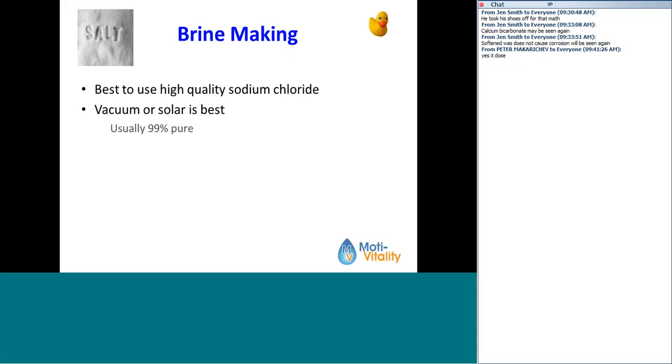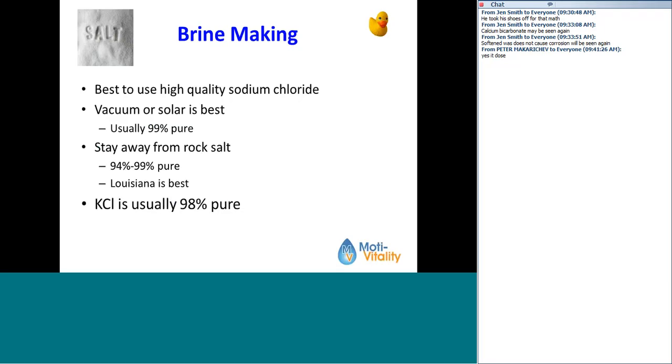Vacuum or solar salt is the best. It's usually about 99% pure. Stay away from rock salt because it tends to have debris and sediment and all kinds of junk in it, and tends to be only about 94% to 99% pure. If you are going to use rock salt, then you need to use Louisiana rock salt. That's the best stuff that's out there. Potassium chloride, by the way, is about 98% pure.